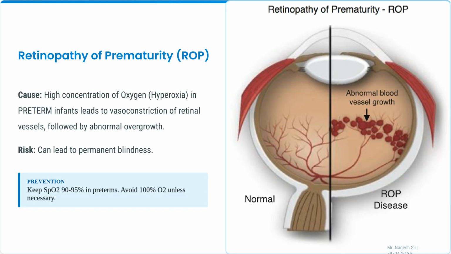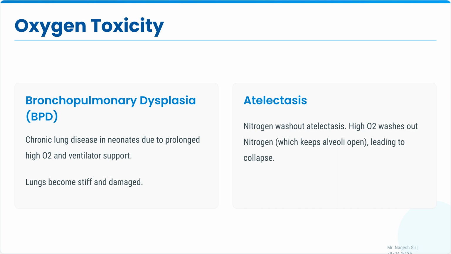A major complication is retinopathy of prematurity, or ROP. High oxygen concentration in preterm infants causes retinal vasoconstriction, followed by abnormal vessel overgrowth, which can cause blindness. Oxygen toxicity can also lead to bronchopulmonary dysplasia, a chronic lung disease in neonates from prolonged high oxygen exposure. Atelectasis can occur from high oxygen washing out nitrogen in the alveoli, causing collapse.